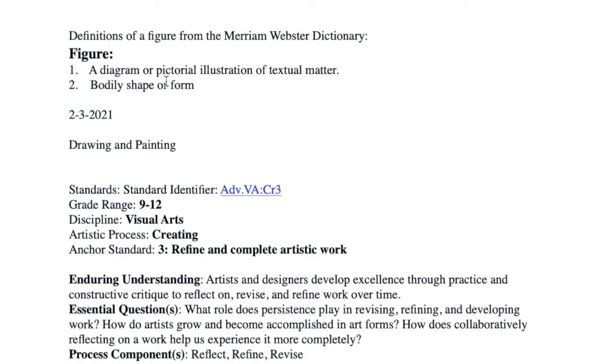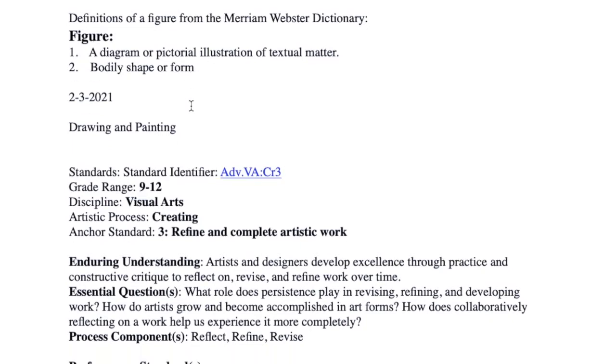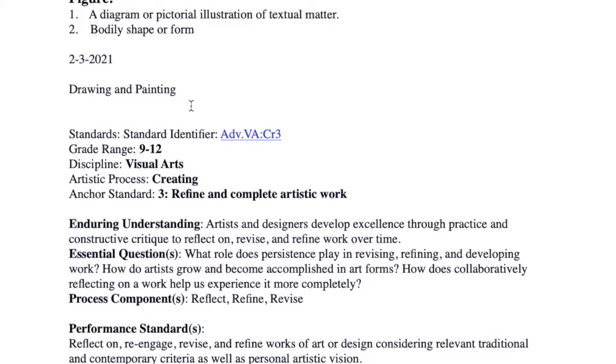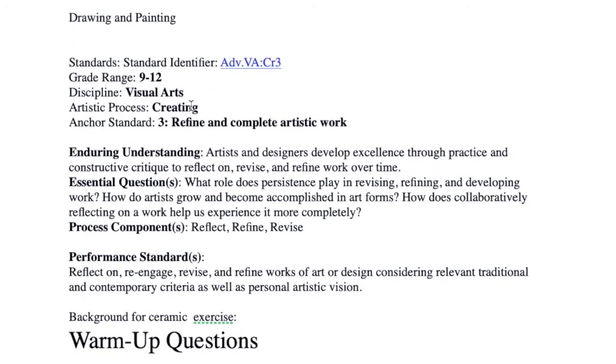So we're starting another project. It is a four-sided pyramid in the ratio of the Pyramid of Cestius, which is in the city of Rome, Italy. And we're working with a figure. The figure is a diagram or pictorial illustration of textual matter. So our figure is going to be a four-sided pyramid.